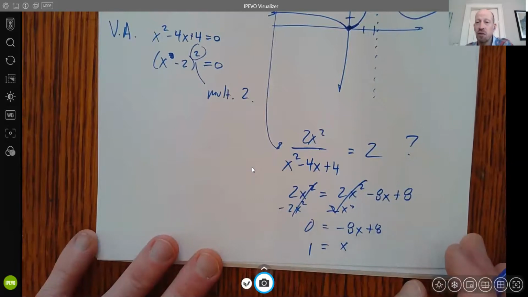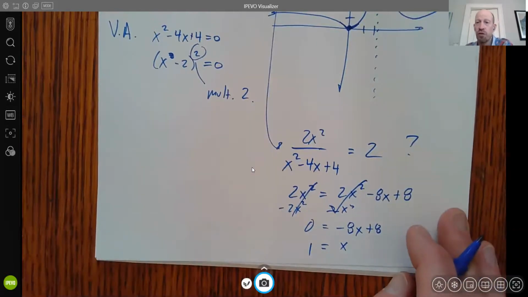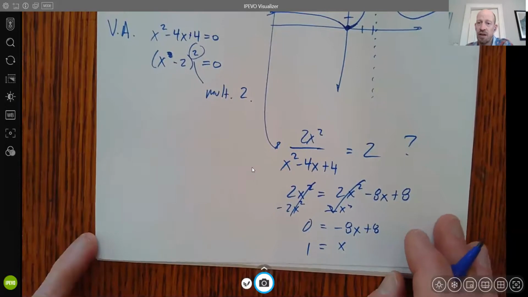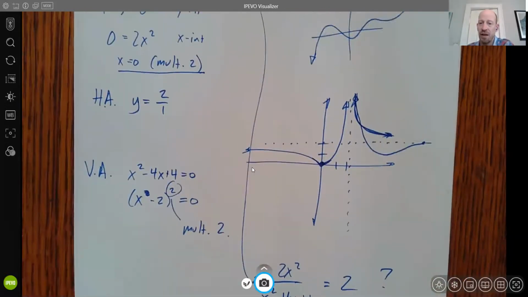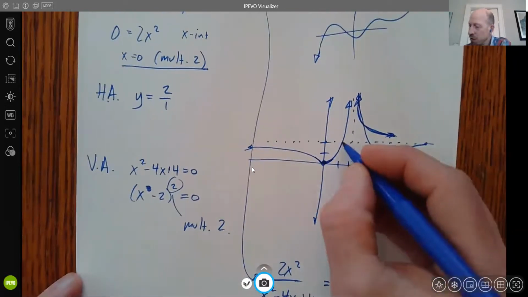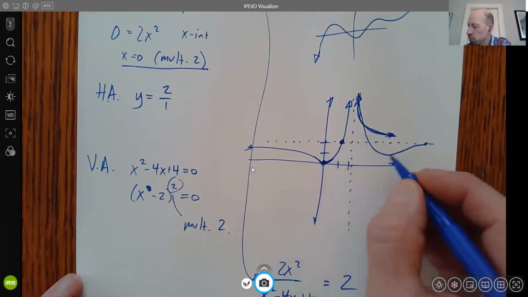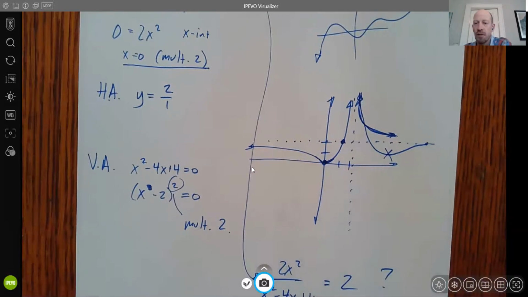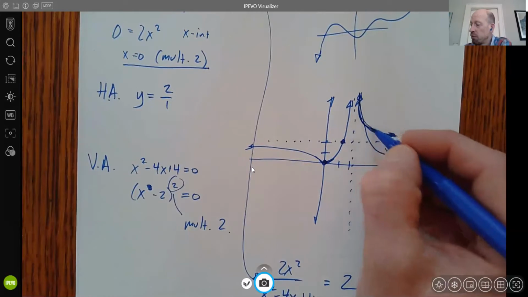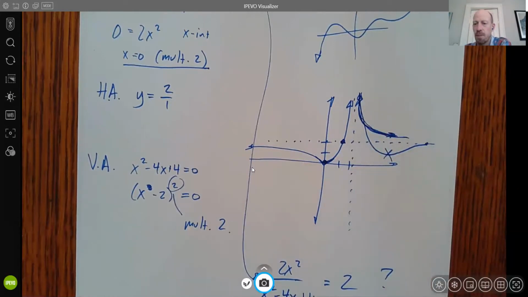So I get x equals 1 is the only spot where it crosses that horizontal asymptote. And I can see that that corresponds to this value right here. So that's another way of which I know that it only does this.